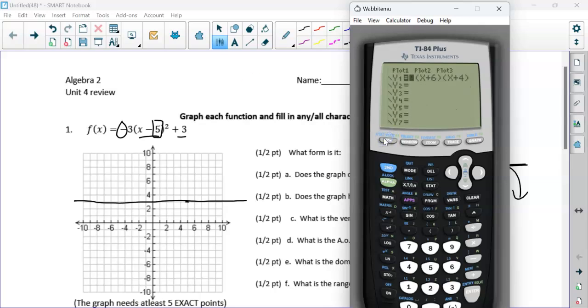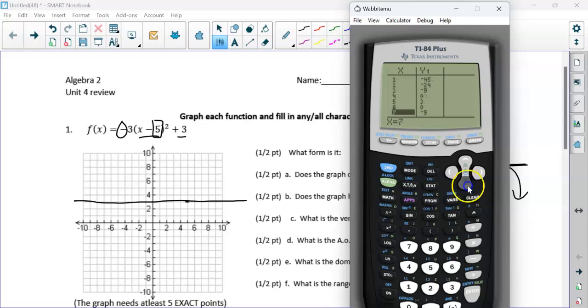Go to y equals, clear it out, put in negative, remember to use the gray negative key, 3, parentheses, x minus 5, x is up here, minus 5, parentheses, squared, plus 3. We go to our table, second graph. Now, those numbers are way too huge. We're not going to graph those. And we know it's over here in the positive side, so we want to go over or down, whichever way you want to think about it.